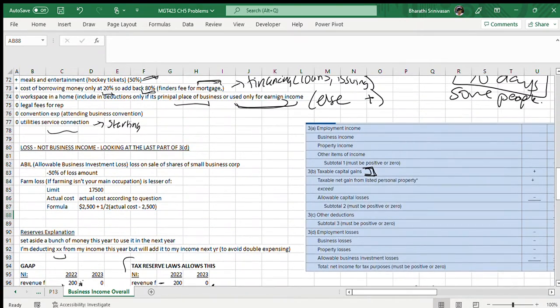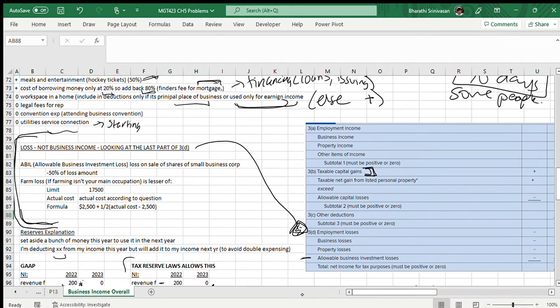We're almost done, guys. So now we're going to go over loss. This is a loss, this is not business income. There are two different types of losses. ABIL, allowable business investment loss.